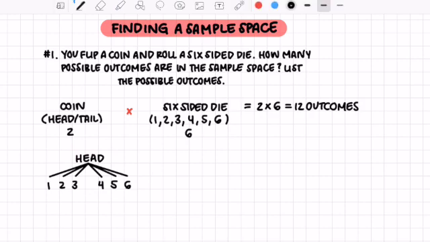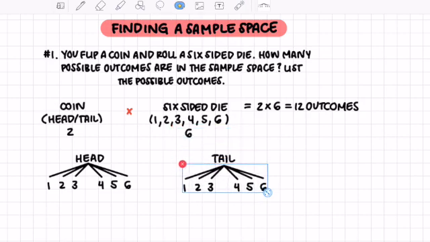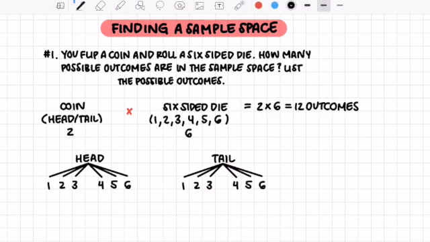The other option is that, instead of a head, I got a tail. Right? And so with a tail, again, I have those 6 different options. I get a tail, and then when I roll the 6-sided die, I end up with a 1, tail then 2, tail then 3, tail then 4, and so on. And so what I want to do is list out all those options.